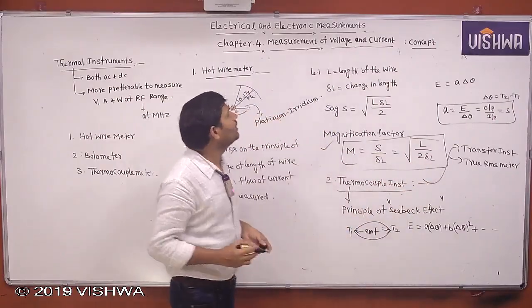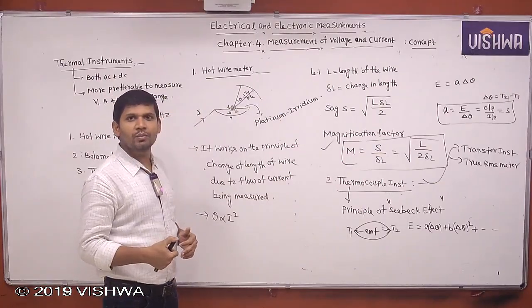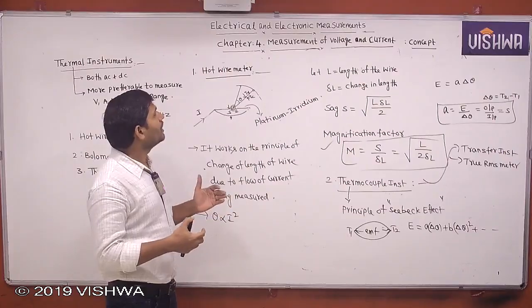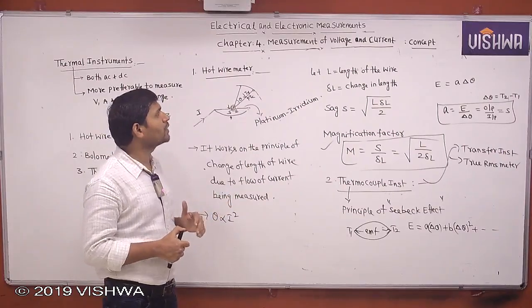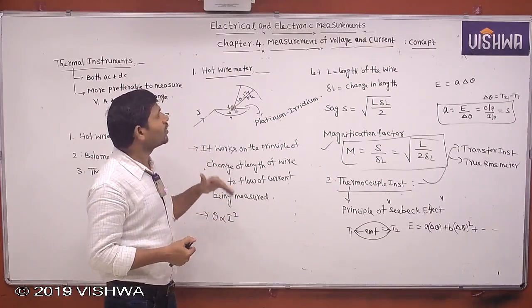Okay, this is about the concept of voltmeters and ammeters. In the next session, we will solve some classroom workbook questions and I will give some summary points with respect to voltmeters and ammeters. With that, chapter 4 will be complete.